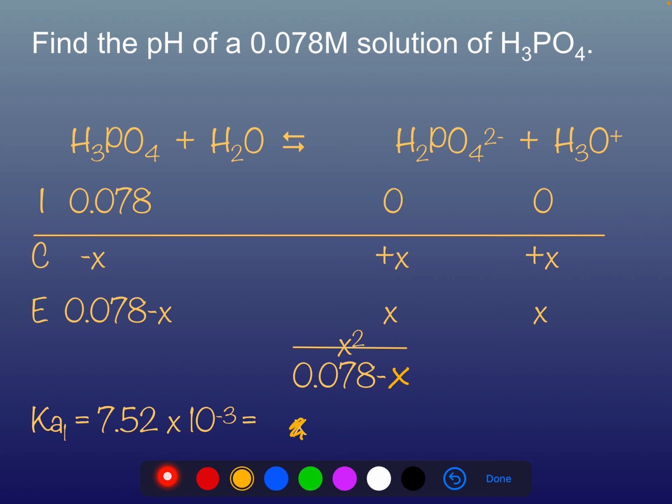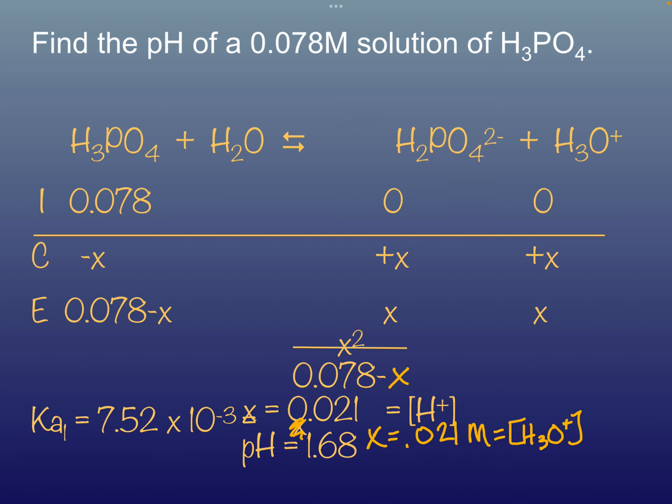Here we cannot ignore X. So when you multiply and you have to rearrange a little bit, we get that X is equal to 0.021 molar. So that would be our concentration of our hydronium ion. And whenever we do the negative log of that, we're going to get that it's a pH equal to 1.68.